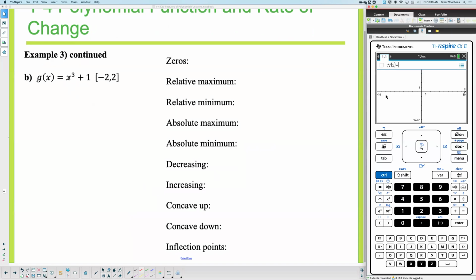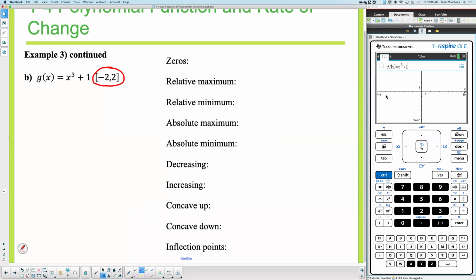My equation this time is x cubed plus 1. X cubed plus 1. And while you're typing, what does it mean, this little bracket, -2 to 2? What is that telling you? That's the restriction. That's going to cut off part of the graph. So we got to add that restriction to the calculator. Do you remember how to add the restriction? Do you remember what we pressed?